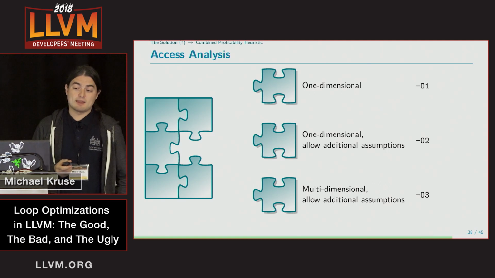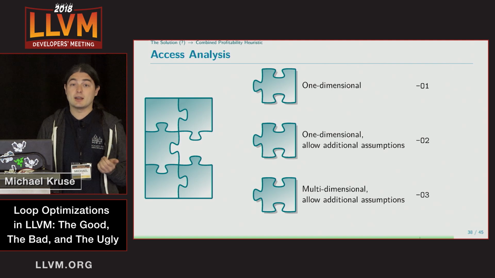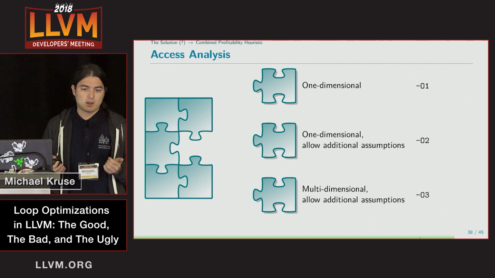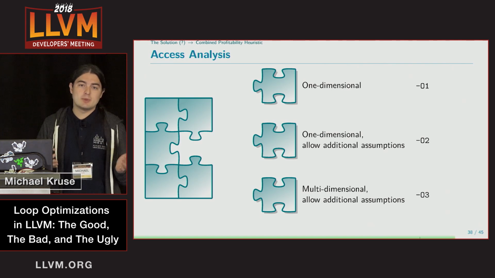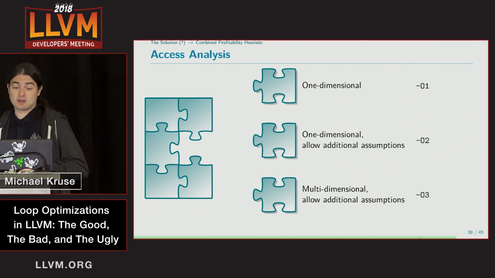Another piece is missing in the access analysis. So if you have an array index subscript, to determine which element it is accessing in the array, so you have one-dimensional and two-dimensional ones.